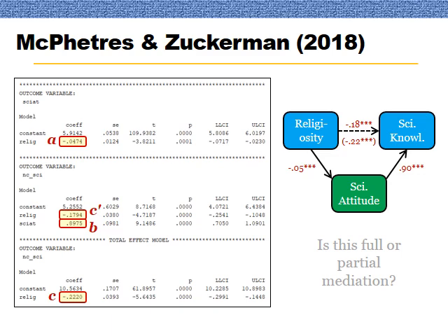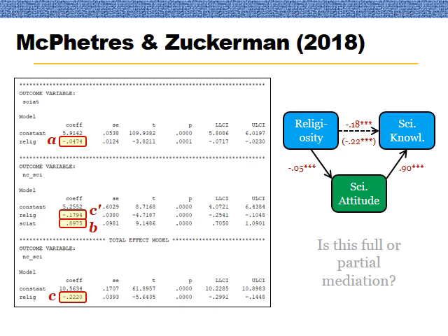The total relationship between religiosity and scientific knowledge is equal to negative 0.22. When we add our mediator, scientific attitudes, the direct effect decreases from negative 0.22 to negative 0.18. But importantly, that direct effect is still significant. So scientific attitudes explains some of the relationship between religiosity and scientific knowledge, but not all of it, because the significance didn't go away. Hence, we've found partial mediation.